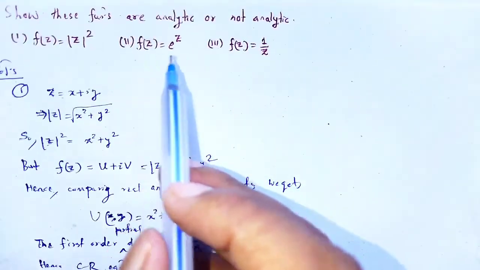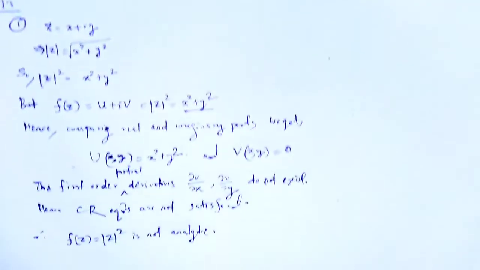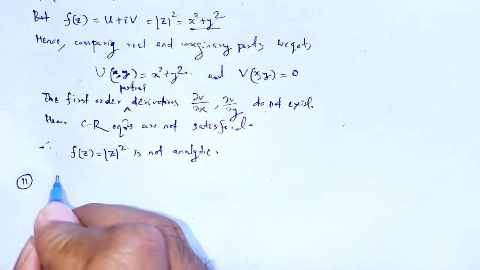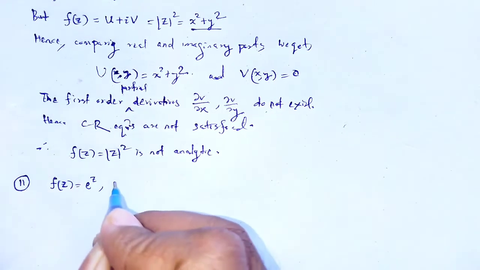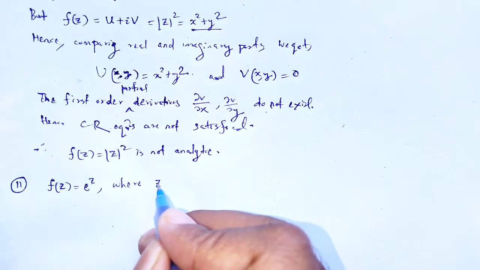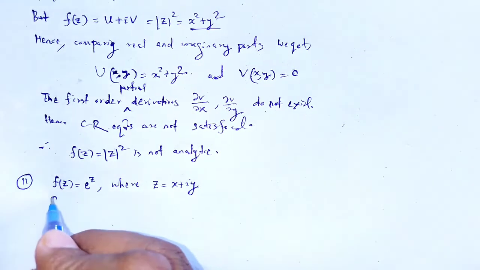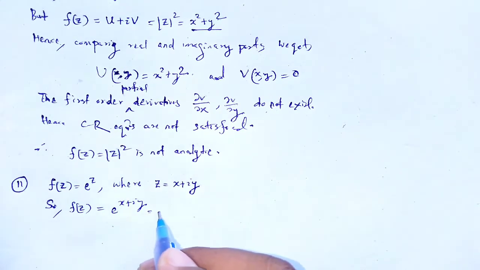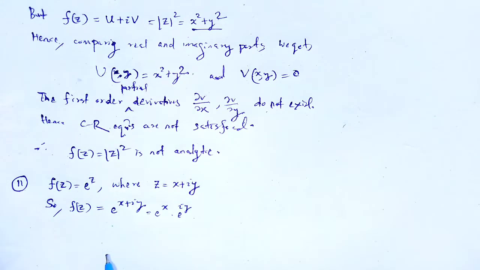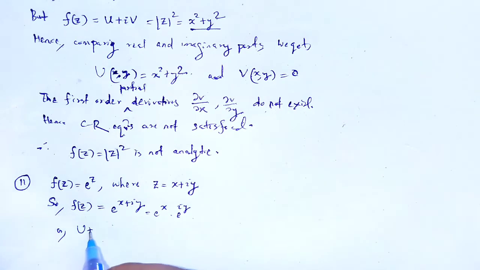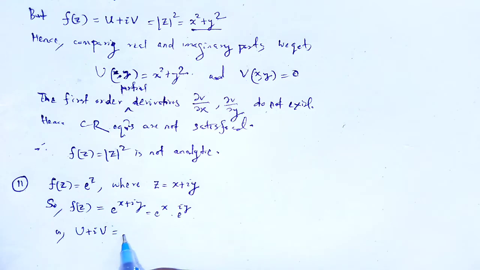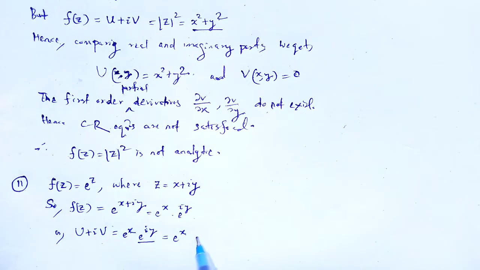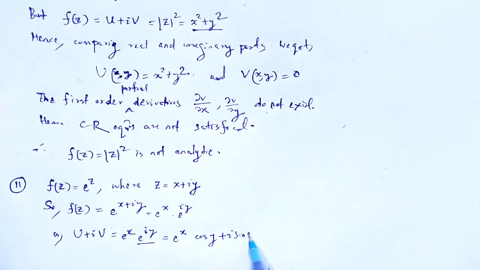Next question: to show whether the function f of z is equal to e to the power z is analytic or not. Question number 2. Here f of z is equal to e to the power z given, where z is equal to x plus i y. So, f of z is equal to e to the power x plus i y, that is e to the power x into e to the power i y, and e to the power i y is written as cos y plus i sin y.